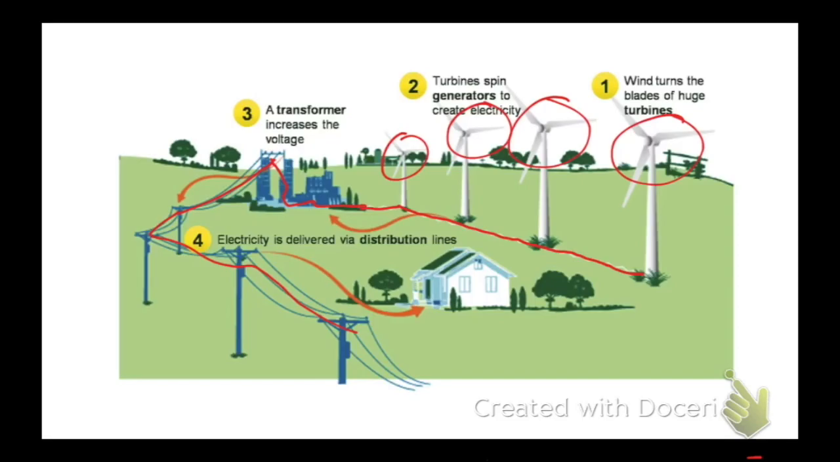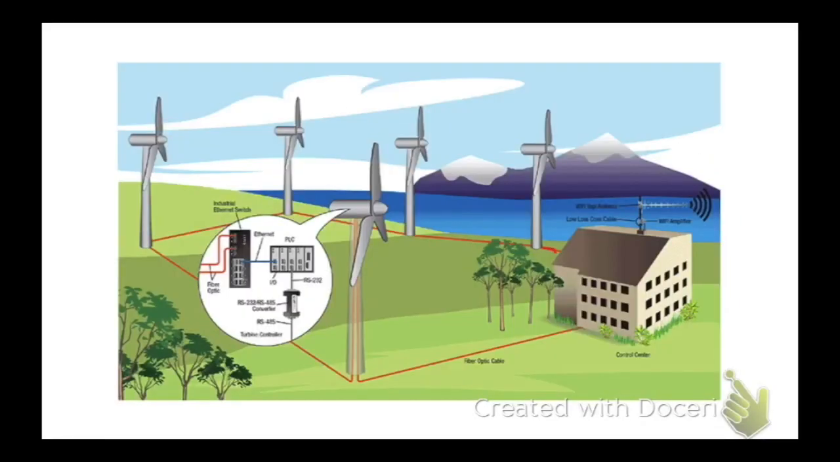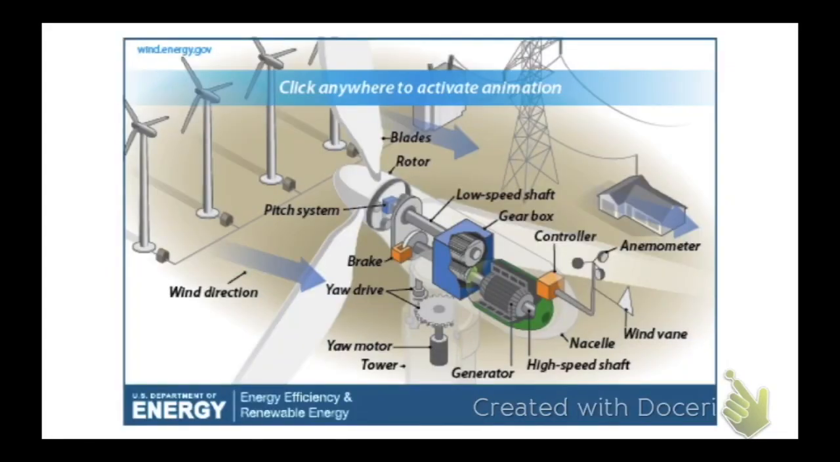Okay, here's another look at the same kind of thing. So again, all these towers are connected together, right? And they kind of represent it up here like this. And then off they go. All right. Okay, once again, notice that each one of these is connected to basically the power grid. Okay? All right, so let's look at the actual windmill itself.